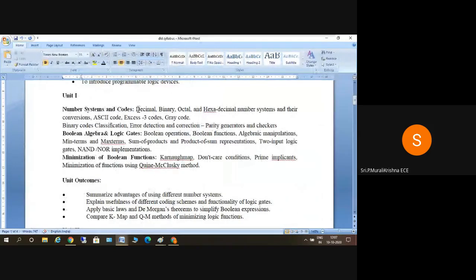Okay, so we are done with number systems. That is the first part: the gray codes, hexadecimal codes, and binary code classifications. So I had done all with this. Next, Boolean operations and Boolean functions, and algebraic manipulations, in the sense all the minimizations with the help of the Boolean laws. Min terms and max terms we have seen, sum of products and product of sums representations.